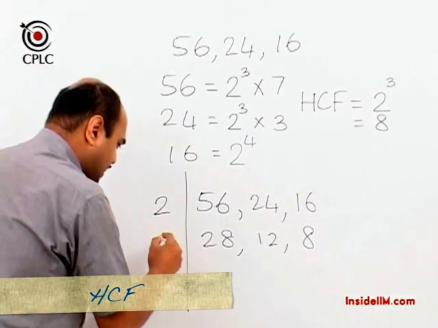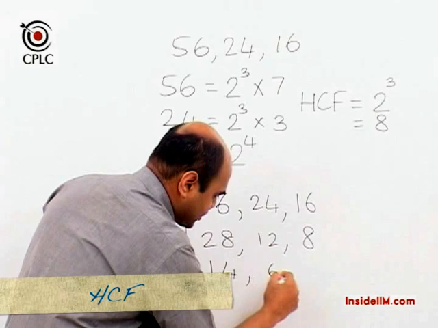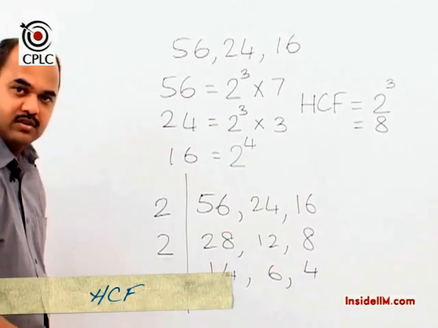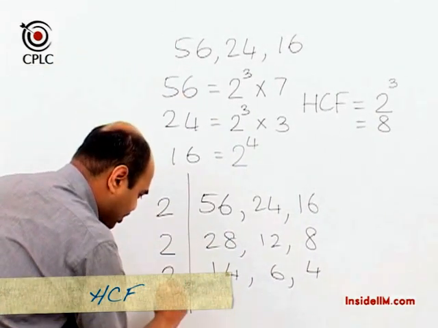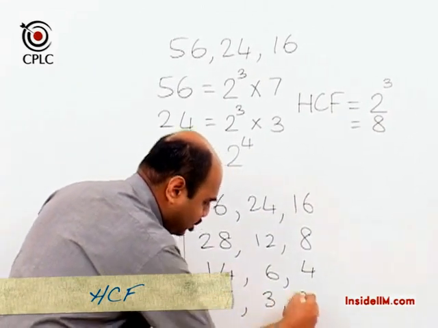I still can see that 2 is common. So I get a 14 here, I get a 6 here, and I get a 4 here. I can do this one more time using 2 as a common factor. I get 7, 3 and 2.